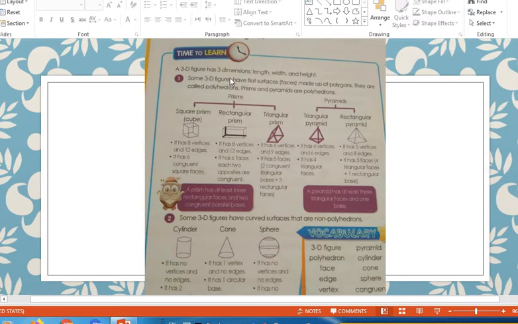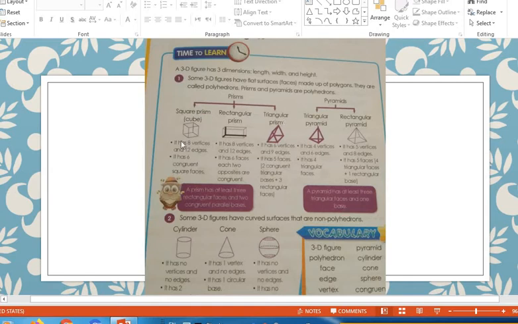Some 3D figures have flat surfaces, faces made up of polygons. They are called polyhedrons. Prisms and pyramids are polyhedrons. I have here the prisms: square prism, which is called a cube, rectangular prism, and triangular prism.